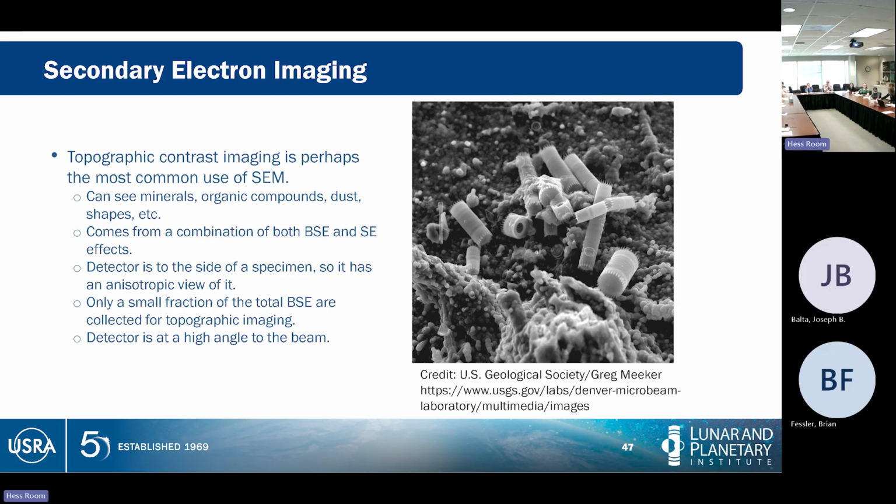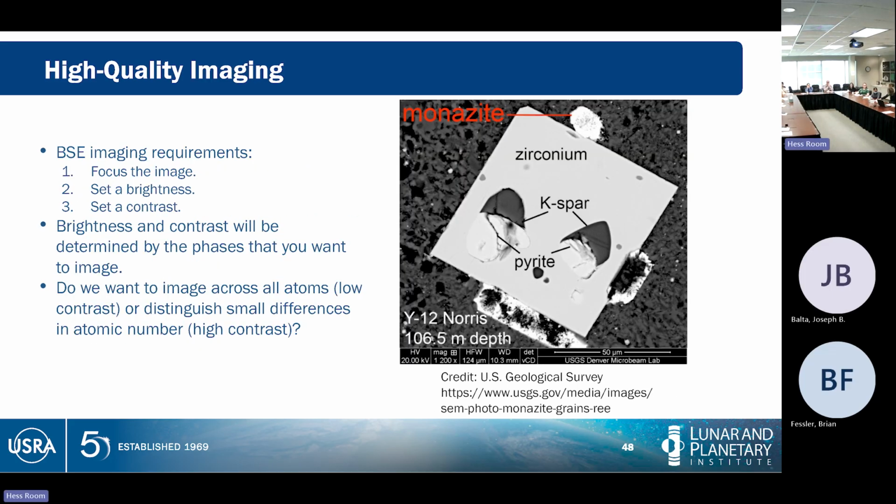Let me skip that. To do a high quality backscattered electron image, what you need to do, first, is focus the image. Bring the image to the spot where you're happy with the focus. You can see the features you want. And then you will need to set brightness and contrast. Brightness will be influencing how much of a signal you get off of there. Contrast will determine whether you can tell one thing being different from another.